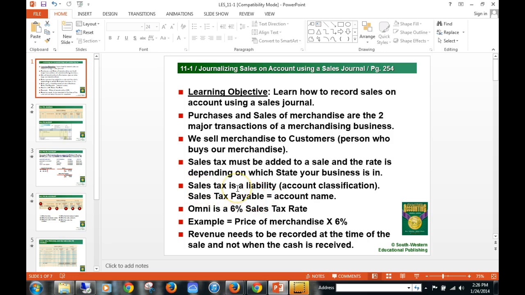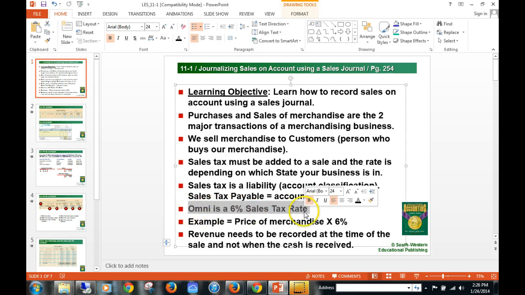Sales tax is a liability in the account classification, and the account that is affected is the sales tax payable account. Okay, and we're going to talk about that here in a few minutes. Omni, the example we're using, uses a 6% sales tax rate. So remember that. An example would be price of merchandise times 6%.